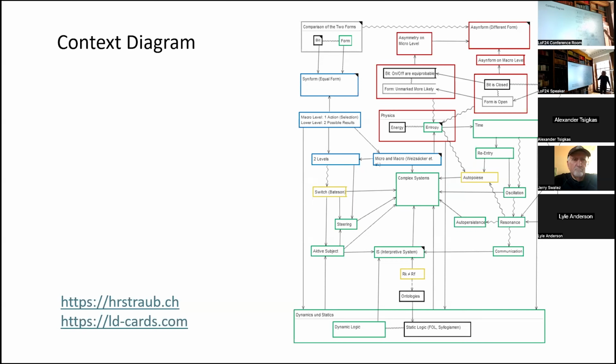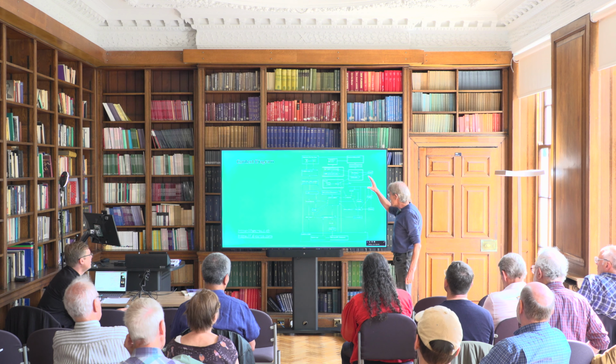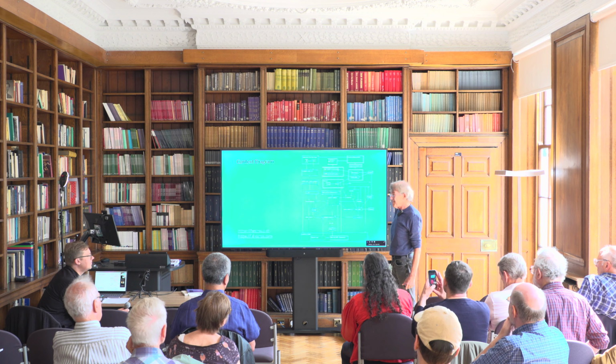And time is very important. So I don't talk about time now, but it would be over time. But I talk about entropy, which has to do with time. Re-entry has to do with time. And oscillation has to do with time. And auto persistent has to do with time. We finished now. But this is what we're doing now.